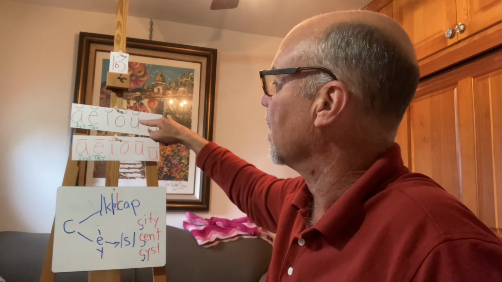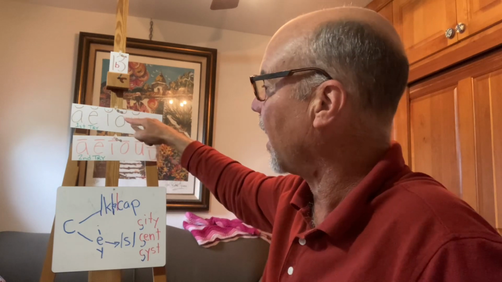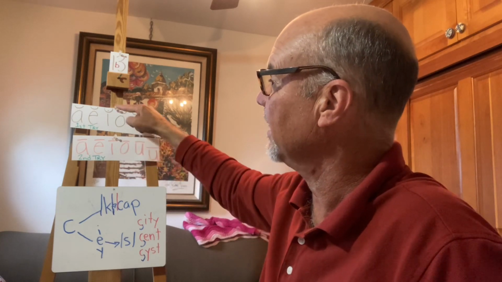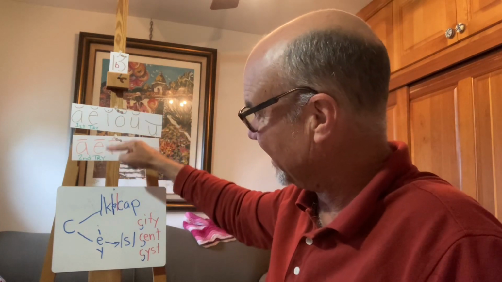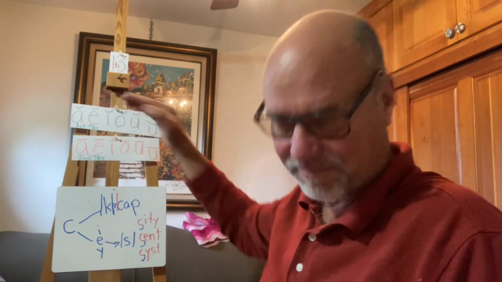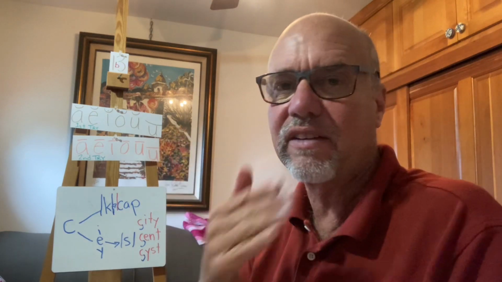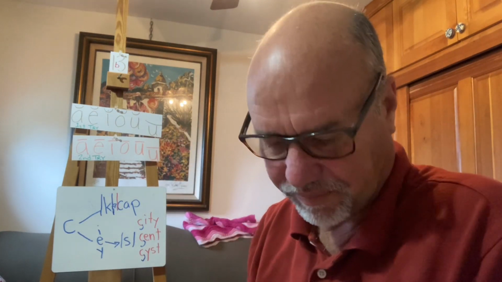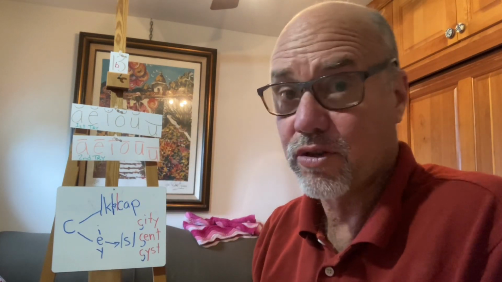Let's start with the long and go to the short. U, O, I, E, A. Being able to jump back and forth is what's really important. Okay, from short to long.